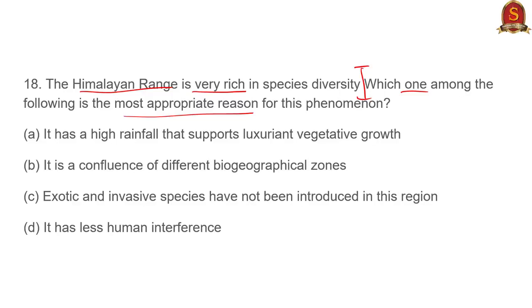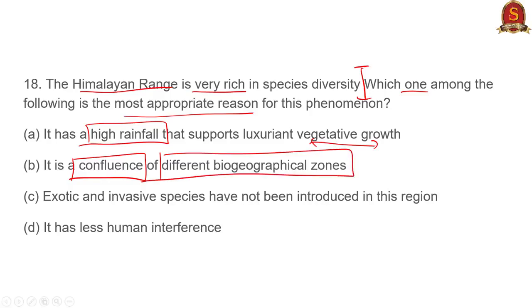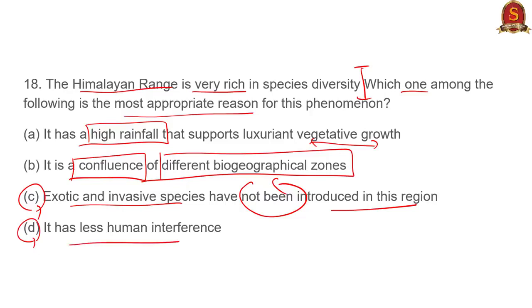Now let's look at the options here. Option A, it has high rainfall that supports luxuriant vegetation growth. Option B, it is a confluence of different geographical regions. Option C, exotic and invasive species have not been introduced in this region. So you see that option C is a negative statement, the first two are positive. Option D again is a negative statement, it has less human interference.